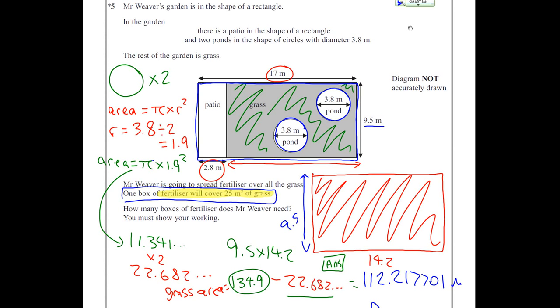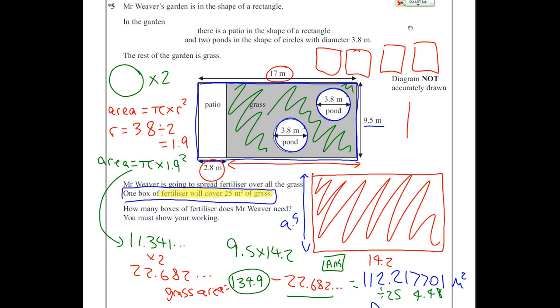You've got 112 meters squared, so you need to think, how many times does 25 go into that? Okay, and it's going to go in 4 times. You can do it on your calculator, divide your answer by 25. 4 times completely, 0.488. Now you can't walk into B&Q or wherever you want to go and say, give me 4.48 bags full, please. They only get sold in full bags. So you're going to need 4 full bags.